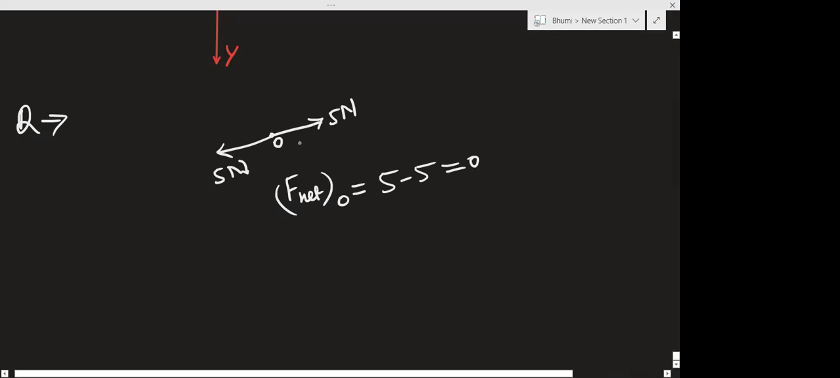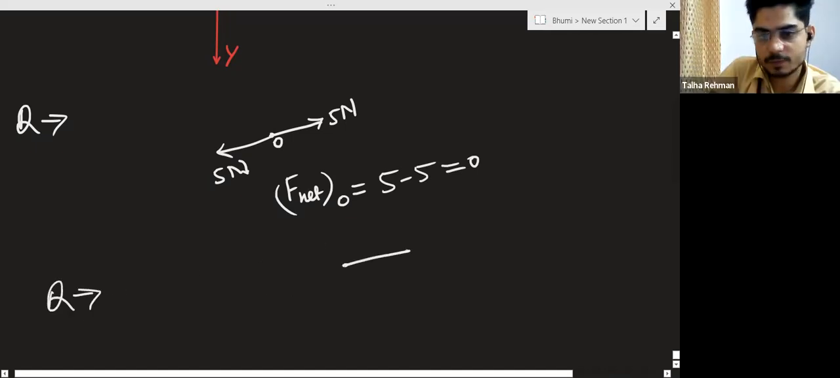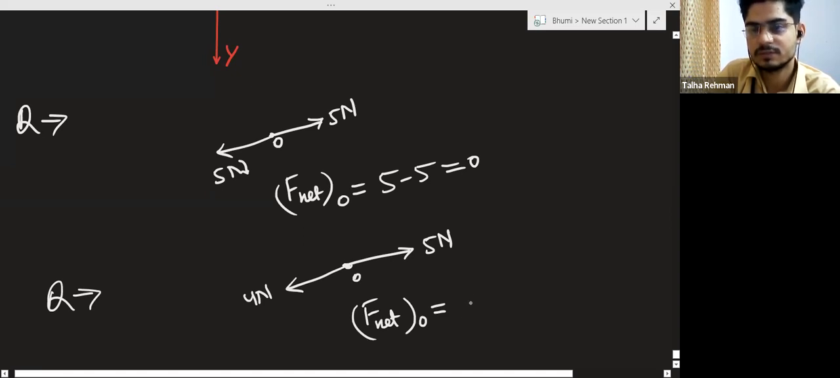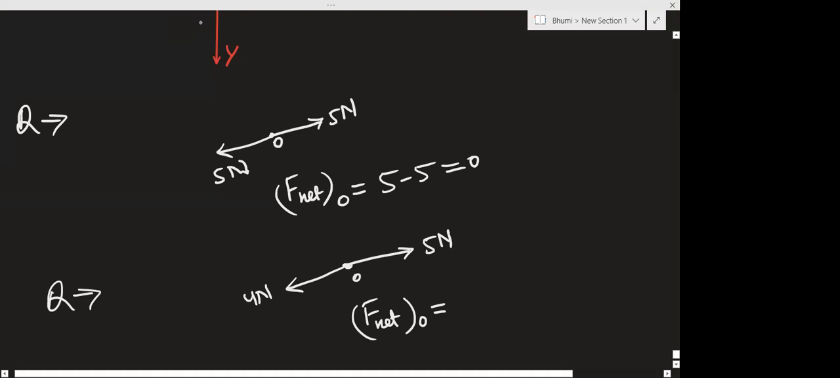Yes, sir. So if at this point here is 5 Newton and here is 4 Newton and I want to calculate the net force at point O, so how will you calculate? 5 minus 4. Okay, 1 Newton.